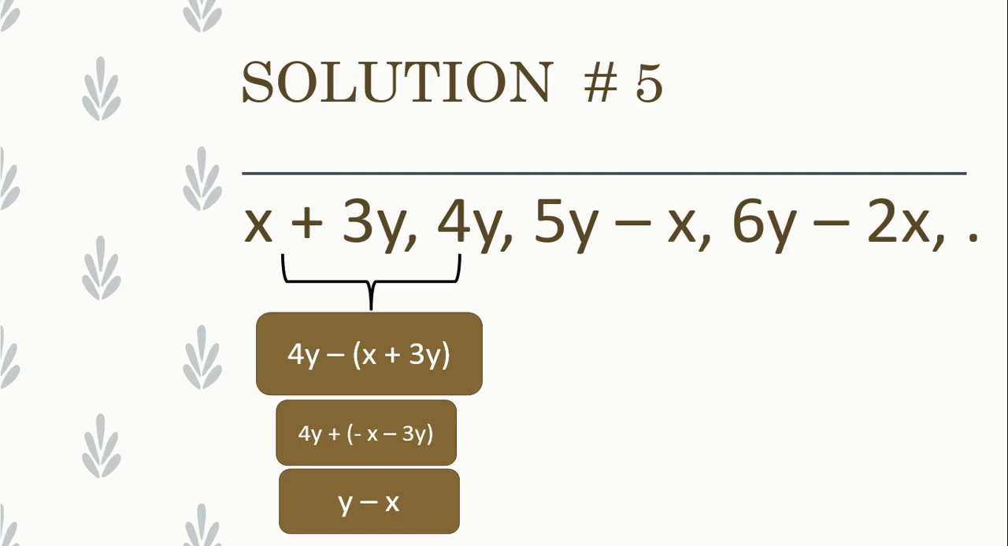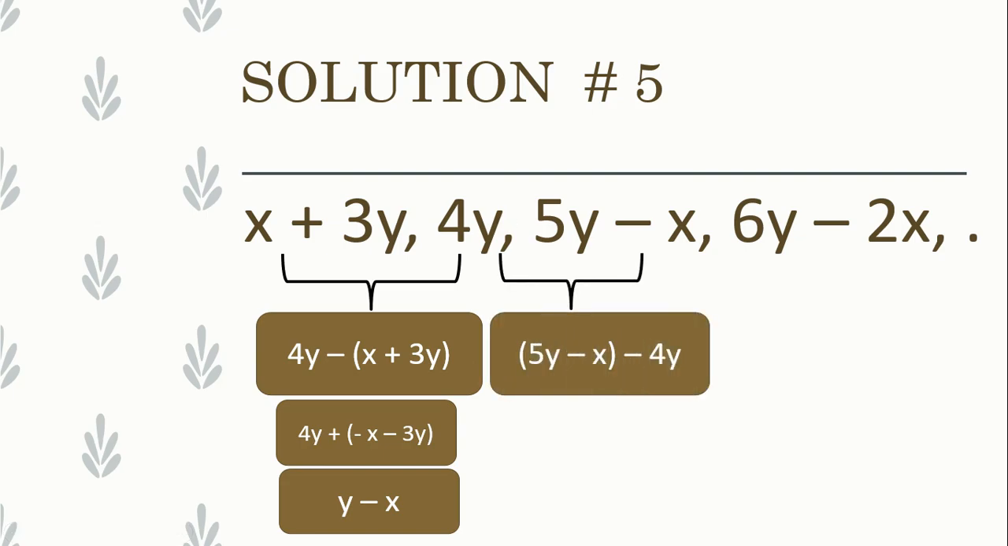The next two consecutive terms are 4y and 5y minus x. The previous term of 5y minus x is 4y. By subtracting them, that's 5y minus x minus 4y. Then, that is the same as 5y minus x plus negative 4y, taking the opposite sign of the previous term, which is the subtrahend. So that will become negative 4y.